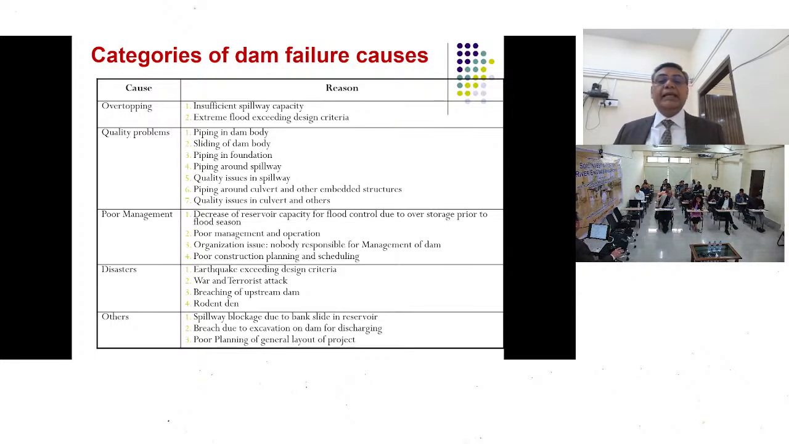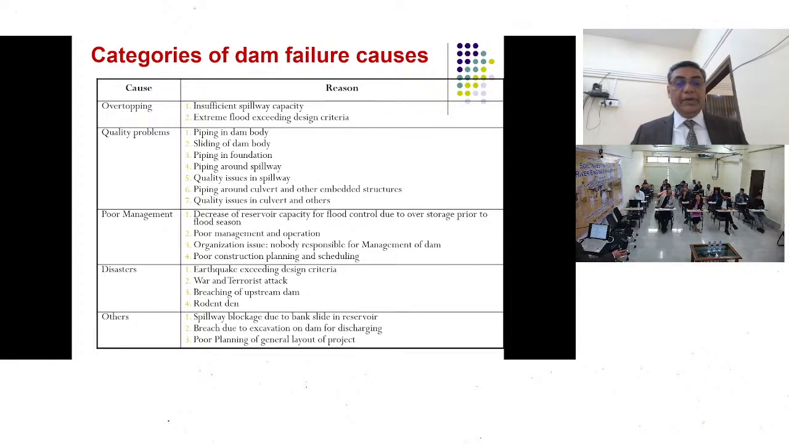Poor construction planning and scheduling. There can be disasters also: earthquakes, war, breaching of the upstream dam, and there can be rodent dens also. Rodents can cause failures in earthen dams. Usually people never think about it. They say, how can a small mouse fail a structure which we have created?